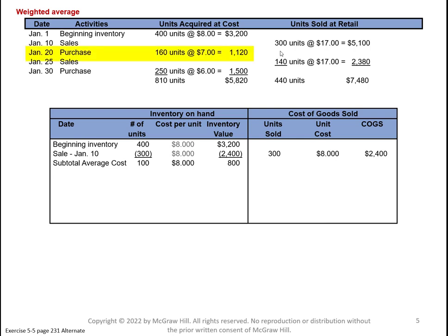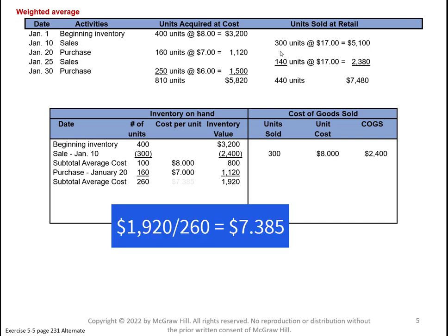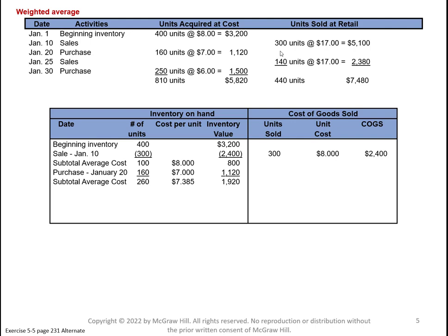We made a purchase on January 20th. We need to add that, and we paid $7 this time, so the cost went down. Now we need to determine the new average cost. We'll get the total of the units, 260, and the total of the dollar value, 1920. We'll take 1920 divided by 260 to get the new unit cost of 7.385. Now, on January 25th, we made a sale of 140 units.